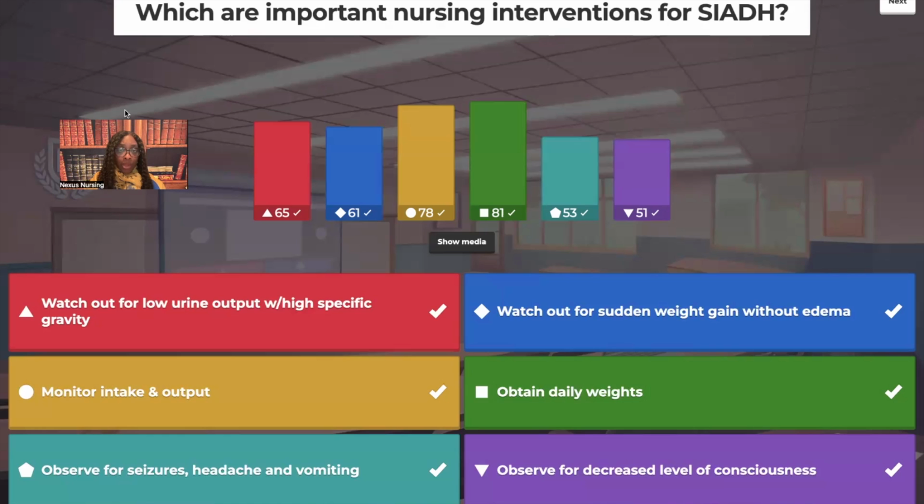Moving on, observe for seizures, headache, vomiting. Absolutely. Why? Those are signs and symptoms of what? Hyponatremia. Remember, your sodium is supposed to be 135 to 145. And when I say your sodium, I'm talking about sodium in the blood. But because the patient's got way too much antidiuretic hormone, because they're holding on to way too much fluid, that sodium gets what? Diluted. And they have what? Hyponatremia. Want to know those signs and symptoms of hyponatremia? You're looking at it. Seizures, headache, vomiting, and changing level of consciousness. Patient may become lethargic. Make sure you know those signs and symptoms.